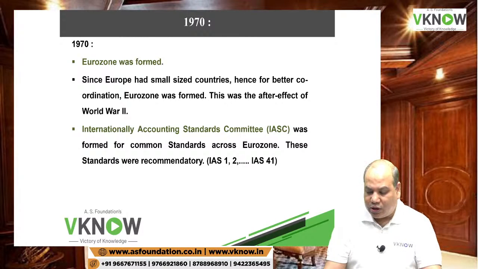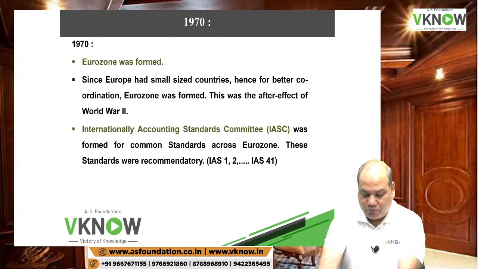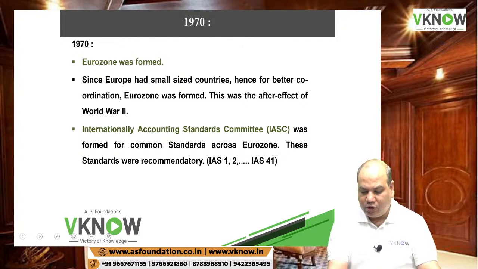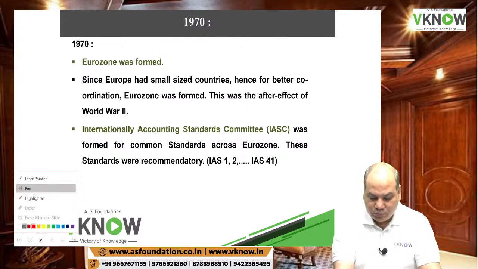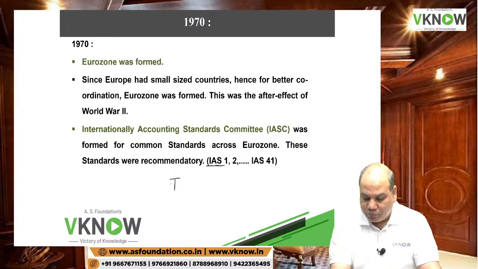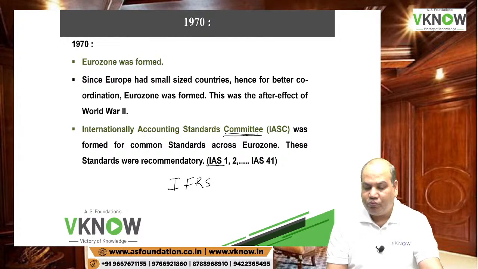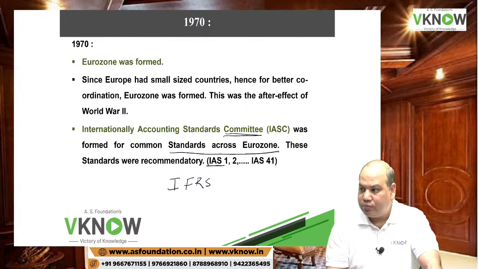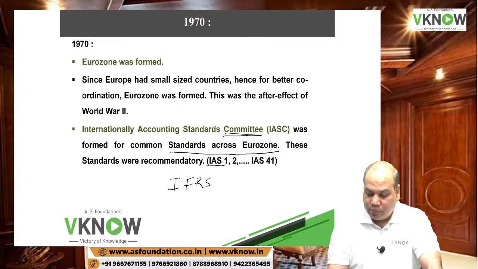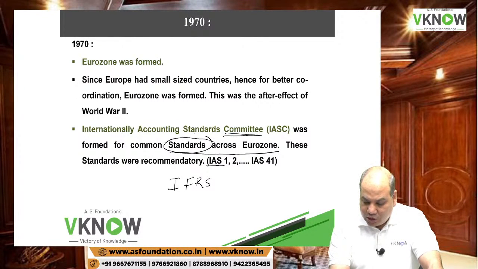Then the International Accounting Standard Committee was formed. What was the earlier version of IFRS? The earlier version of IFRS was known as International Accounting Standard, and now they are called IFRS. So the committee which was formed for issuing International Accounting Standards was the IASC, formed for a common standard across the Eurozone. So all the countries in the Eurozone would follow the same standard.